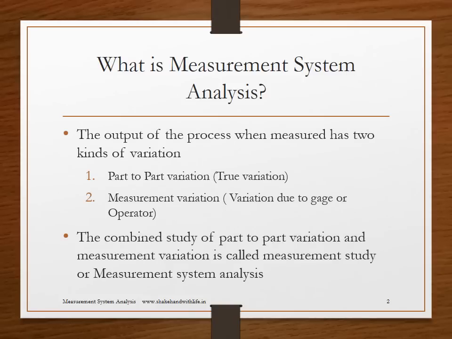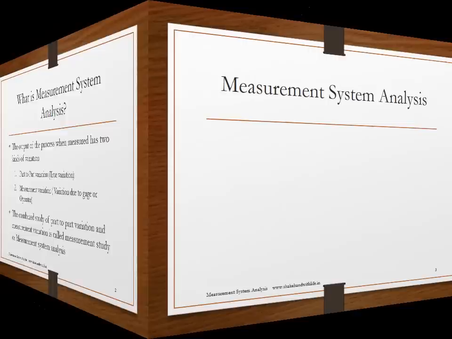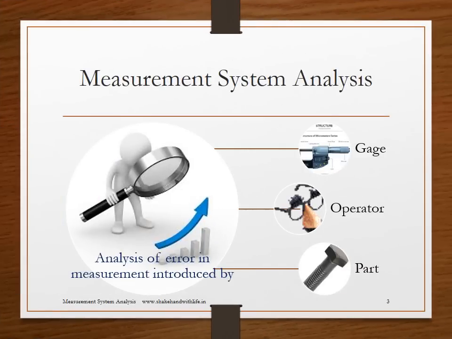What is measurement system analysis? The output of the process when measured has two kinds of variation. One, part-to-part variation, that is true variation. Second one is measurement variation, which is also called variation due to gauge or operator. The combined study of part-to-part variation and measurement variation is called measurement study or measurement system analysis. Hence, measurement system analysis is the analysis of error in measurement introduced by gauge, operator and part.